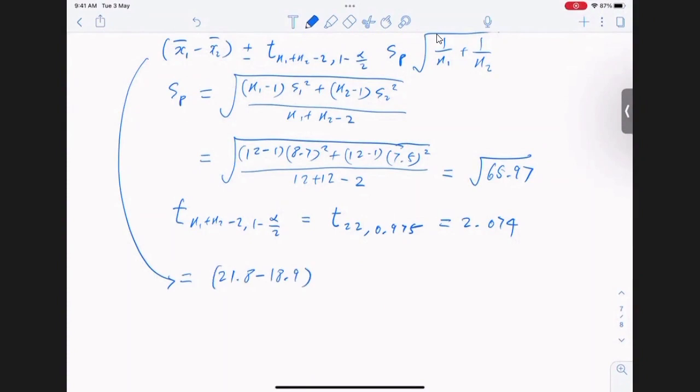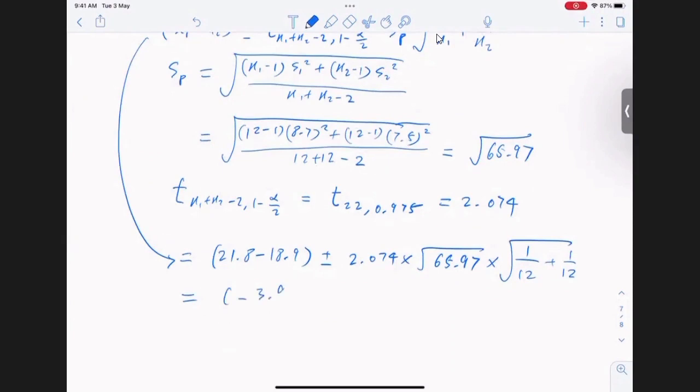This is the difference in the sample means plus minus the t quantile, times the sample standard deviation, times the square root of the sum of the reciprocals of the two sample sizes. And we can obtain this confidence interval.